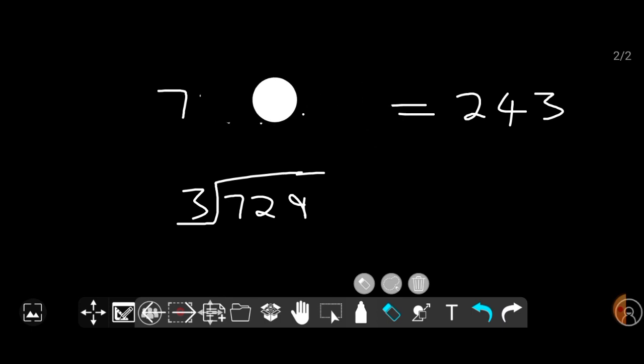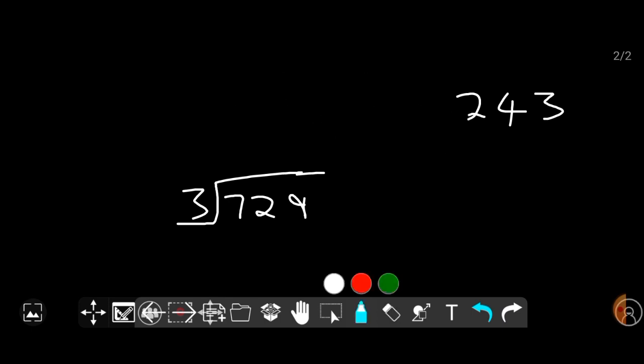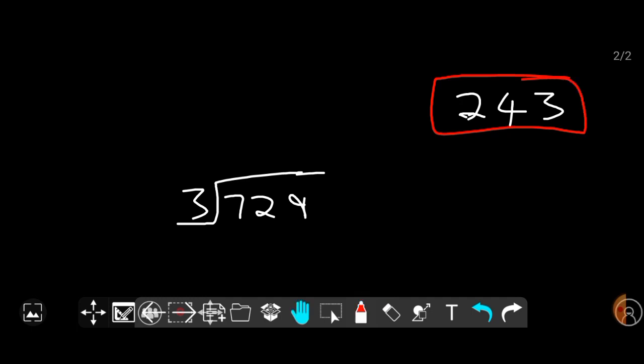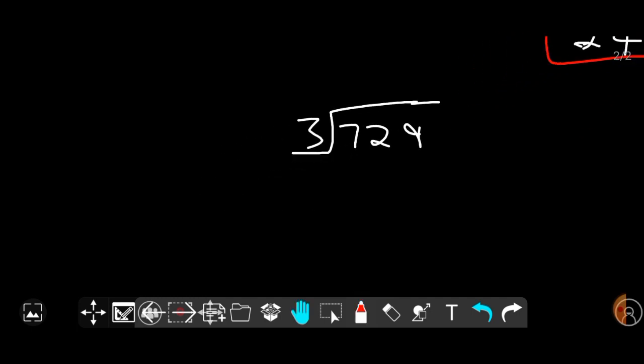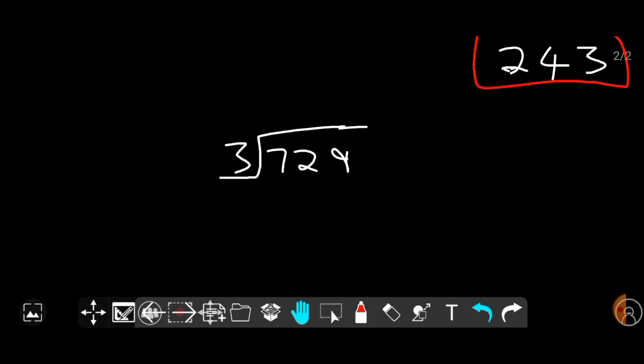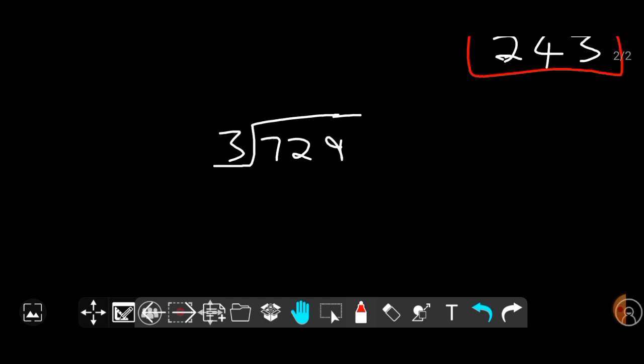243. So I reveal aside and highlight 243. This is supposed to be our final answer. So let's calculate. Let's calculate. We are given 729 divided by 3. You can take this 7 and divide by 3. That's our first step always.